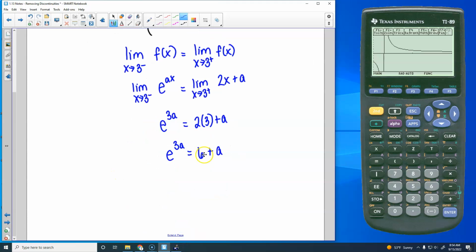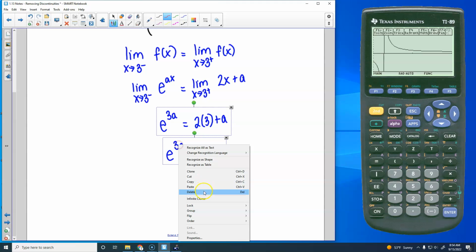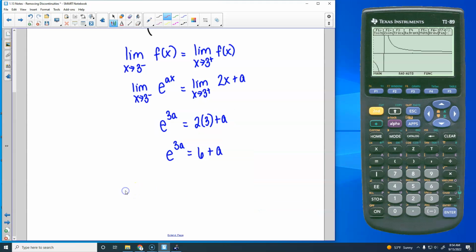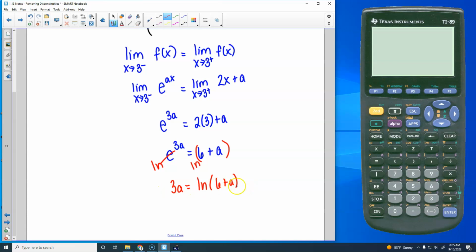This, not so simple. You might try to solve it by taking natural log of both sides, but here's the problem. I'm going to do this, but you don't need to write it down because this is going to dead end. If I tried to natural log both sides here, I'd get 3a equals natural log of 6 plus a. The problem is it got rid of the e over here, but now I have a natural log that has an a inside. The only way I could get rid of that natural log is to do e to the a, and you just bounce back and forth. You wouldn't really get anywhere with that.